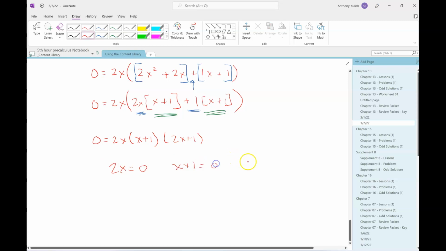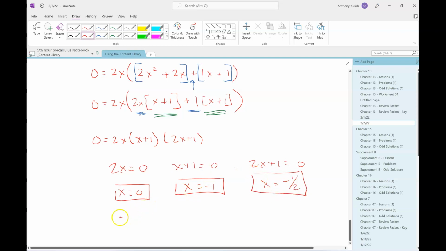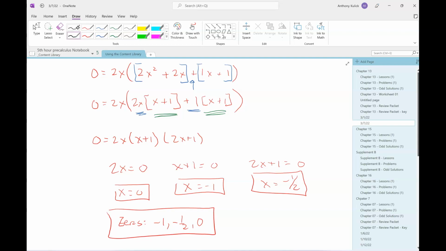So now that we're all factored up, we can use the zero product property. I divide both sides by 2. I still get x equals 0. Subtract 1 from both sides. Subtract 1 and then divide by 2 to get negative a half. So those are my zeros. Feeling okay?